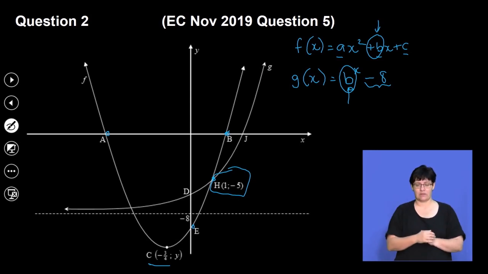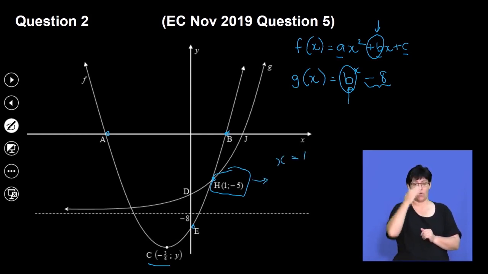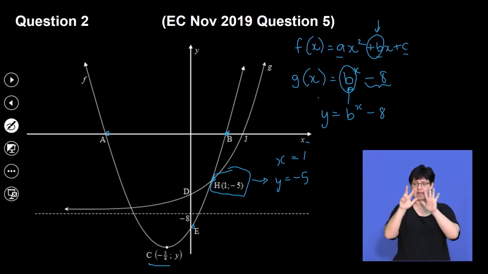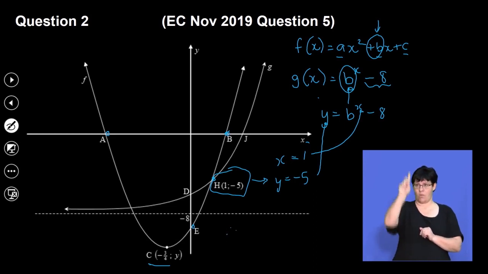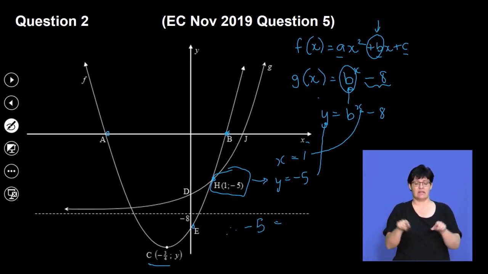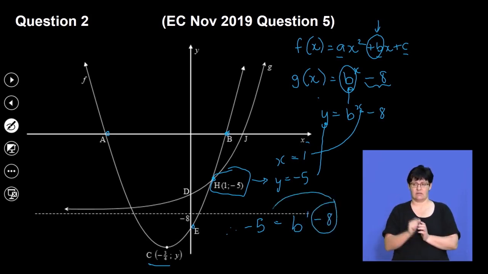Okay, so we have a point that lies on the exponential curve, so we should be able to find that value of b. So this point h from here, we know that when x is equal to 1, y is equal to -5. So I can sub both of those values into this equation here. So if y is equal to b to the power of x minus 8, I'm going to sub the minus 5 into there, and I'm going to sub the 1 into there. So therefore, minus 5 is equal to b to the power of 1 minus 8. I'm going to take that over to there. So I've got minus 5 plus 8 gives me 3 is equal to b.